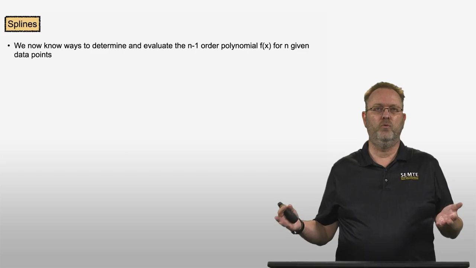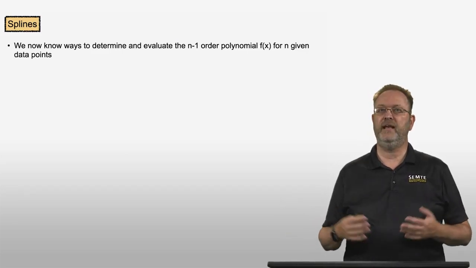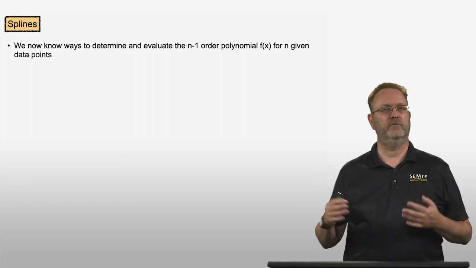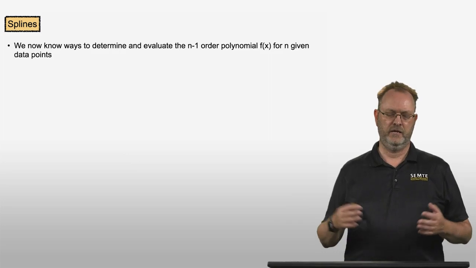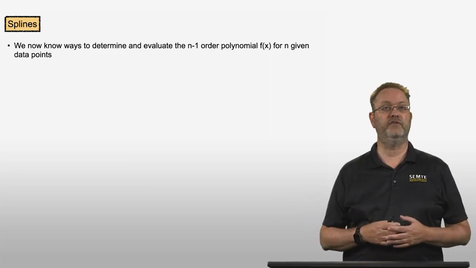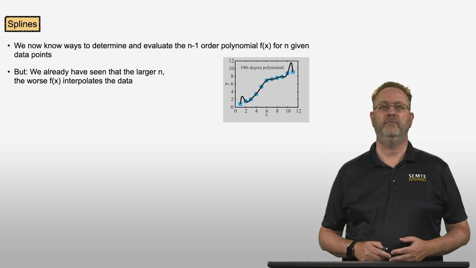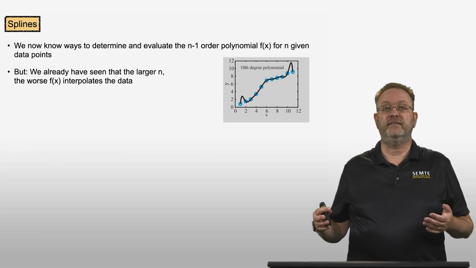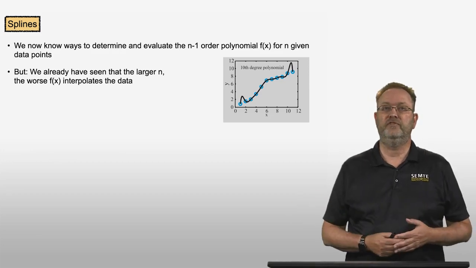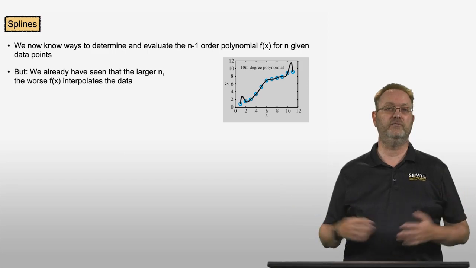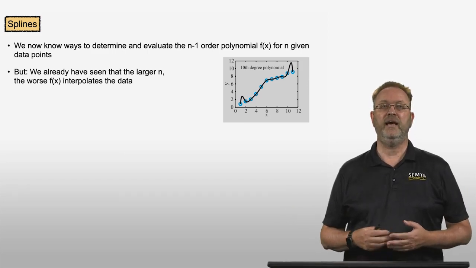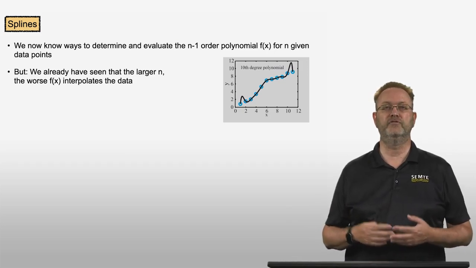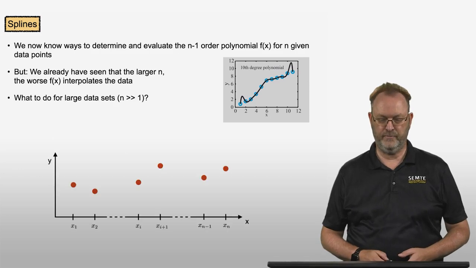We now know ways to determine and evaluate an n-1 order polynomial for n given data points. We had the way of solving the linear system to find the coefficients of the normal form, and we already looked at the Lagrange form as well. But there was an issue: the larger the number of data points, the larger the degree of the polynomial has to be, and the worse that interpolation polynomial becomes at interpolating data between data points.